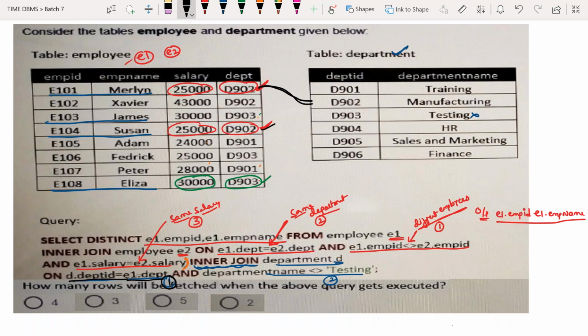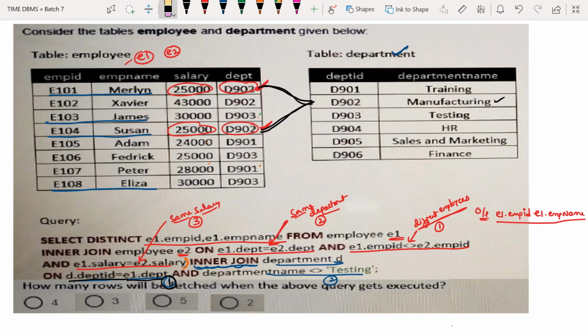Now look at D902. D902 is going to match with D902. This also matches, right? And the department name is not testing, correct. And this one, D903 matching with D903, but not equal to testing, incorrect. So this is not going to be selected. These not selected tuples I am removing just for clarity's sake.